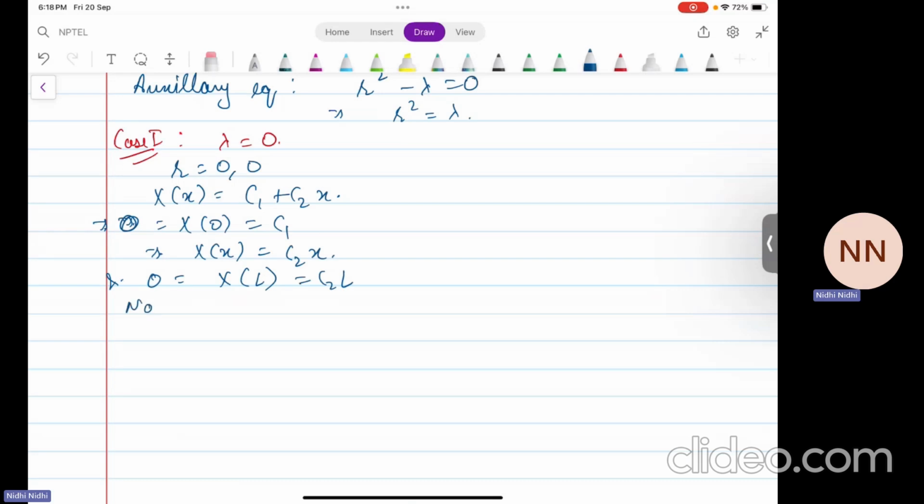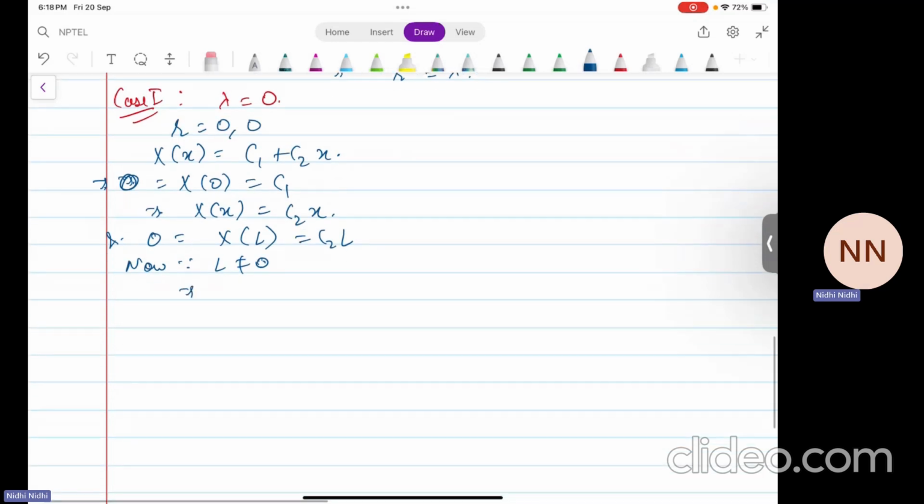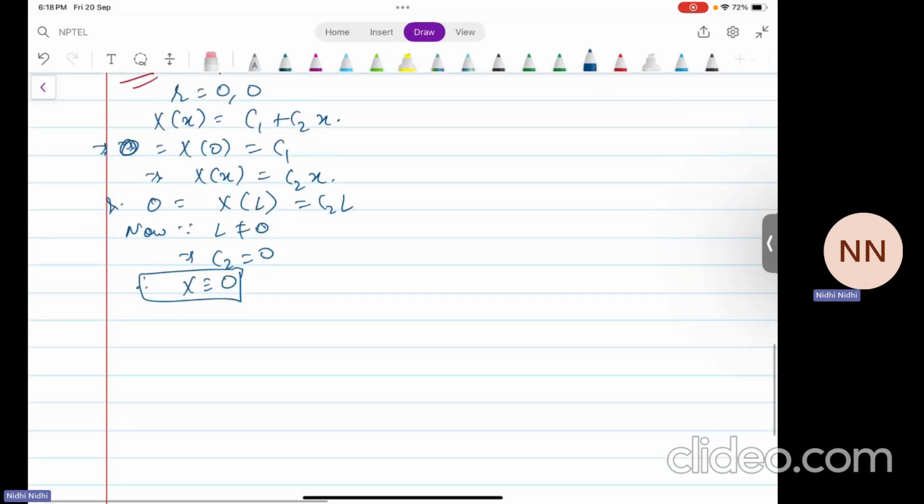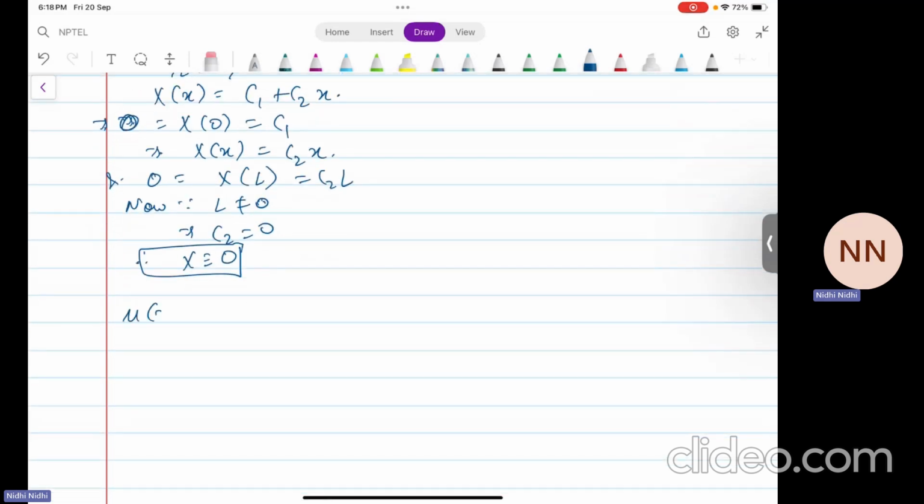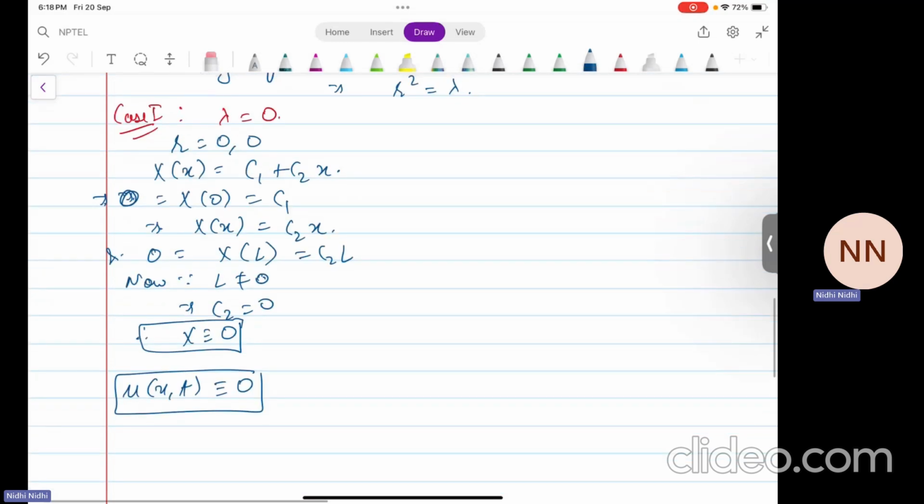Now, since L is non-zero, obviously, because if L is 0, then the length of the string is 0, and that's nonsense. So this gives us c2 is 0, therefore X is trivially 0. Now if X is 0, this gives us that u(x,t) is also a trivial solution. That is not what we wanted. So we'll go to case 2.